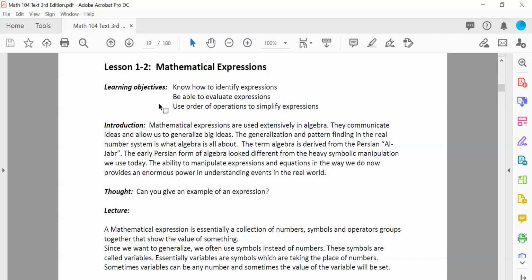In this video, we're going to look at lesson 1.2, which is all about mathematical expressions. You can see the learning objectives here: know how to identify expressions, be able to evaluate expressions, and use order of operations to simplify expressions. Basically, mathematical expressions are where we start using algebra extensively.